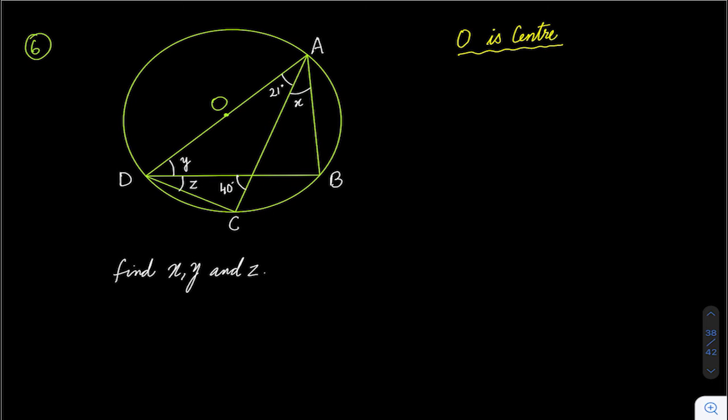So AD is diameter. Wherever AD makes an angle on the circumference, it should be 90. AD is making this angle B, so this should be a right angle. And AD is also making this angle C, so this should also be a right angle. So that's the first thing that I will do.